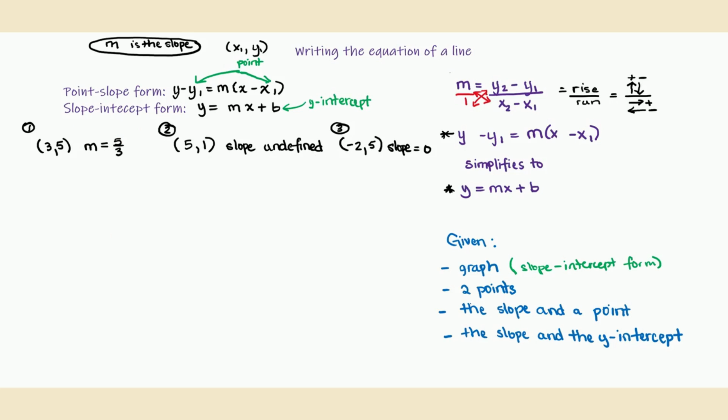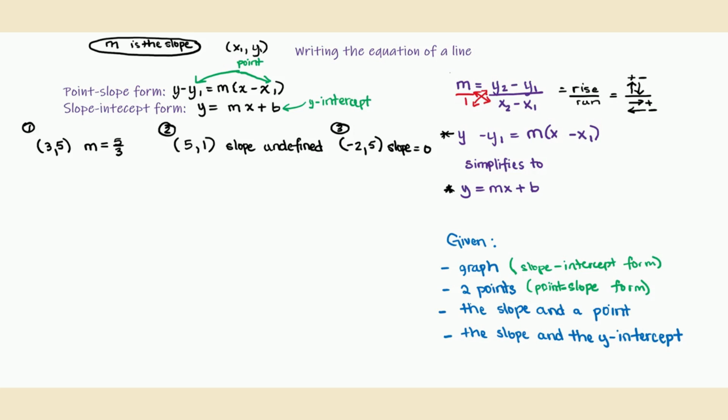So we've covered what to do if we have 2 points. We would use the point-slope form. So this one is generally preferred, and you can always simplify from your point-slope form. Now for the slope and a point, again, we would be using the point-slope form. And if you need to simplify, you would simplify that to the slope-intercept form.